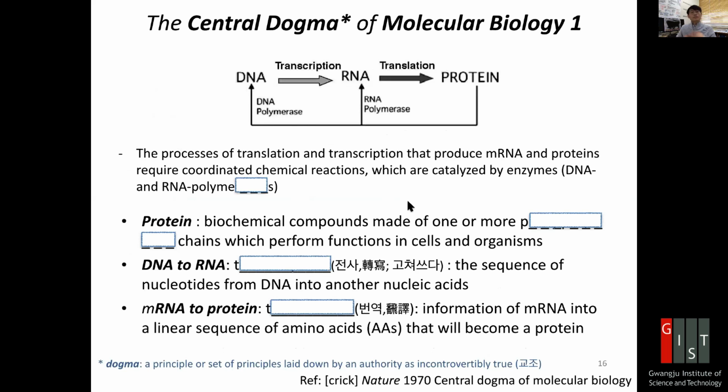So now, the first part of the explanation: why is this so important? There's a very famous dogma of molecular biology proposed by Francis Crick. So what is dogma? We only hear it maybe from religion. It's like a principle or set of principles laid down by an authority as incontrovertibly true. It's a little weird to use dogma here, but Crick used it because he observed this phenomenon.